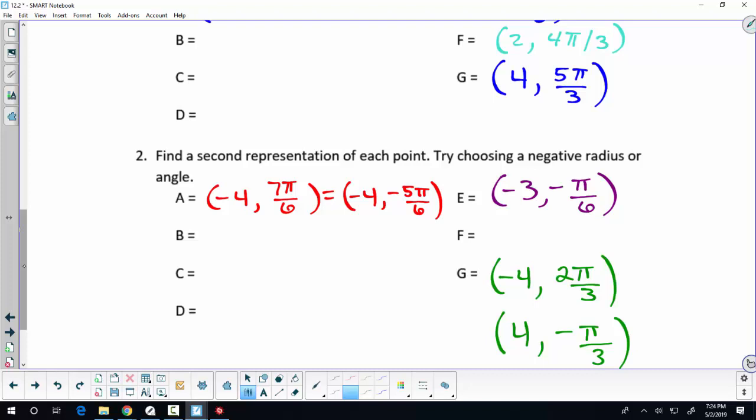Say that again, sorry. Negative 2, comma, pi over 3. What do y'all think? Negative 2, pi over 3 for F.